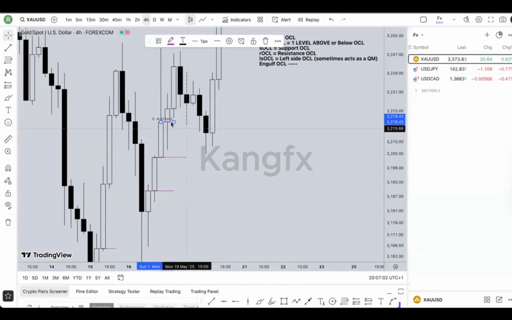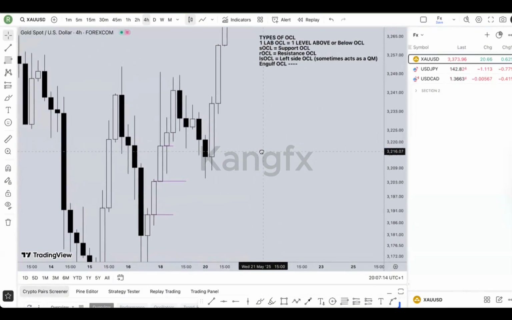Why is it my one lap OCL? If I check one level below this OCL, the key level below, if I check it down, is another OCL. It's not a support. That means this qualifies to be my one lap OCL. In essence, one lap OCL is that OCL that when you look one level below or above, the level directly below the OCL is not a support or resistance.